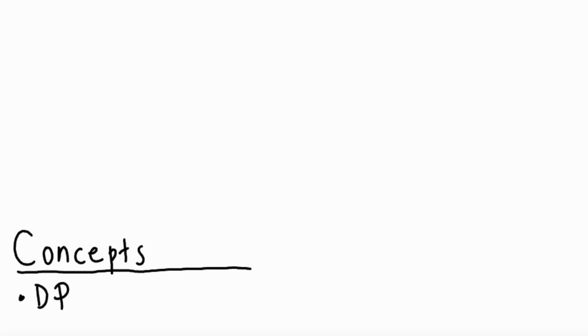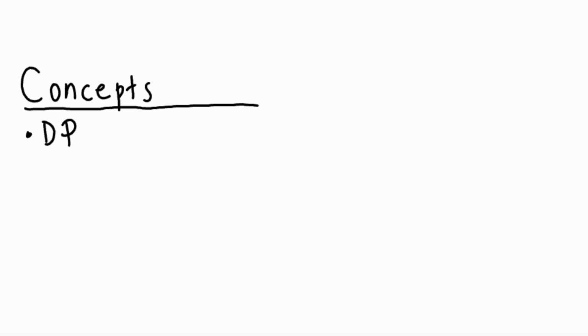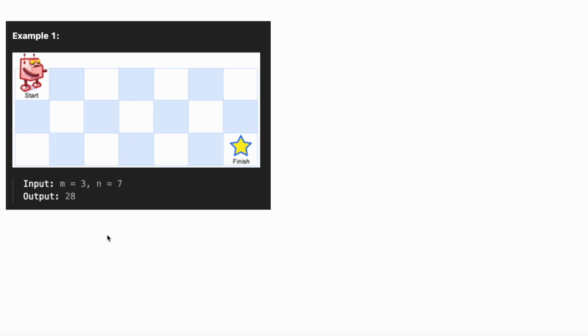Problem 62, Unique Paths. To solve this problem, we need to know one concept, and that's DP. DP is all about building solutions on top of solutions, and we'll see this in action with the example. We're given the example of a 3x7 board, and we're trying to reach the bottom right corner using just right and down moves. So how do we do that?